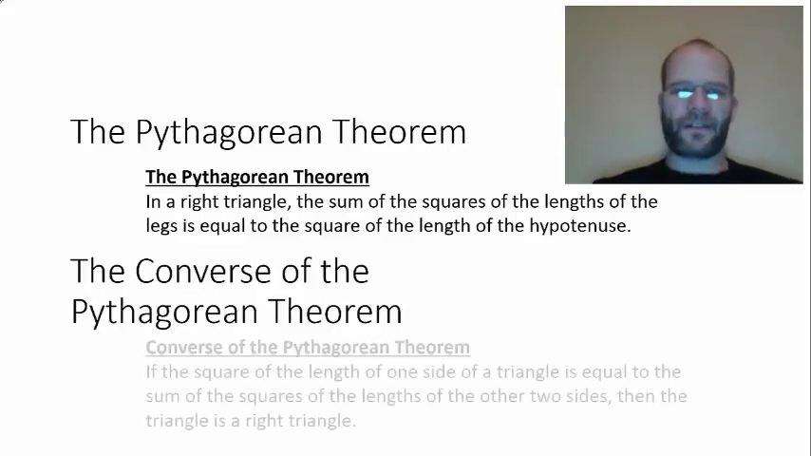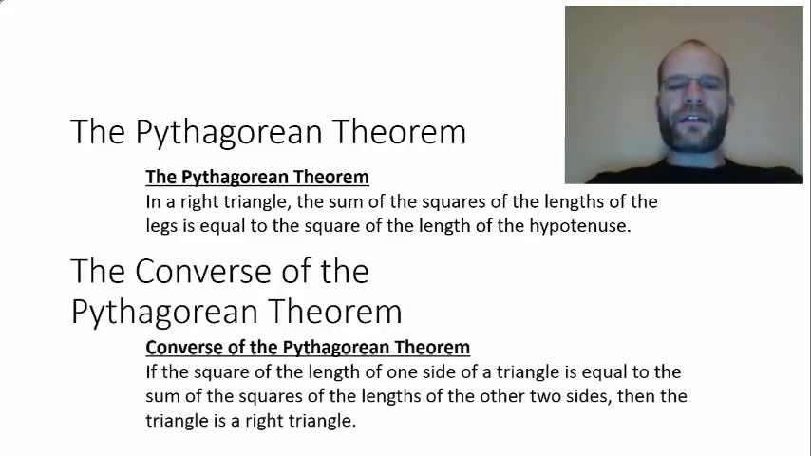The converse of the Pythagorean theorem says that if the square of the length of one side of a triangle is equal to the sum of the squares of the lengths of the other sides, then the triangle is a right triangle. So we basically run that in reverse. How do we apply these two rules?